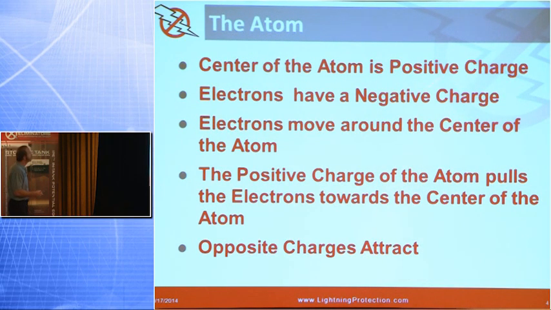Some very simple science here. The center of an atom is positive charge. This goes back to our early days. Electrons have a negative charge. Electrons move around the center of the atom. The positive charge of that atom pulls the electrons close to the center of the atom. Opposite charges attract, and keep that in mind down the road. Pretty simple when you're in the lightning protection business. Opposites attract. It's very true. And that's what creates our lightning event.